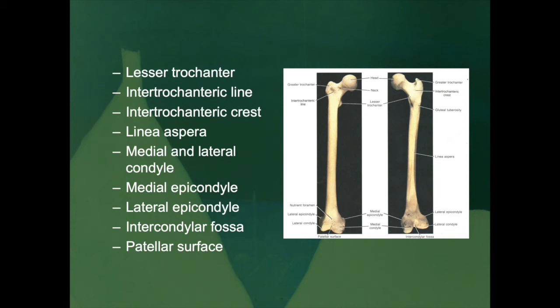So we have a medial condyle, a lateral condyle. We have a medial epicondyle and a lateral epicondyle. Again, important attachments for muscle structure. And then we have this intercondylar fossa and then the patellar surface anterior to the bone in this distal location, or at this end of the bone.